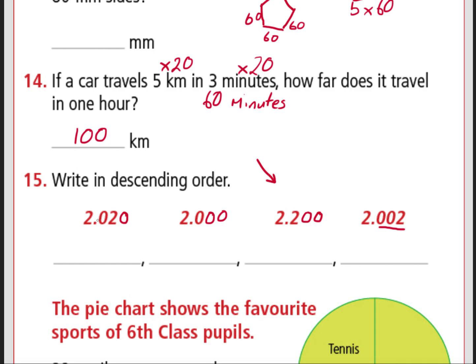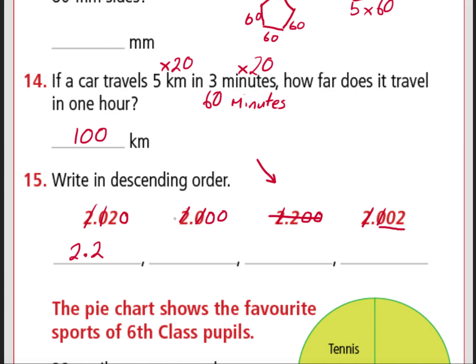If you're stuck, what you can do is see, are the first ones all the same? And they are. We have 2, 2, 2, and 2. So the units are all the same. Next, we've got tenths. This one has 0, this one has 0, this one has 2 tenths, and this one has 0. So this one, 2.2, is going to be the biggest number. Okay, so that was the tenths.